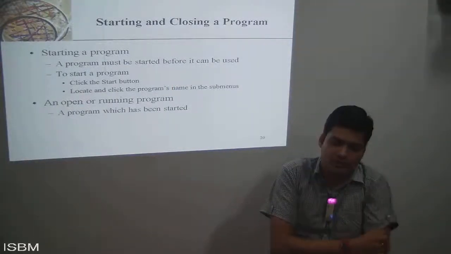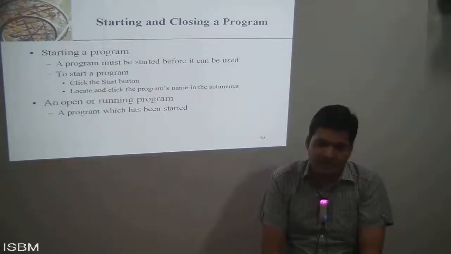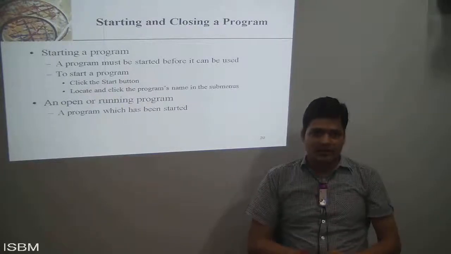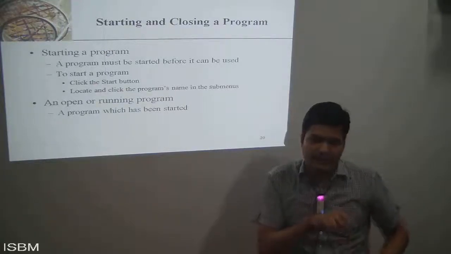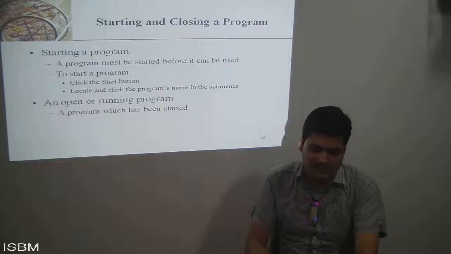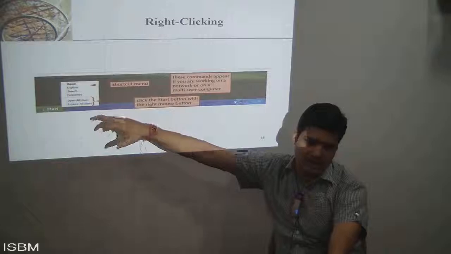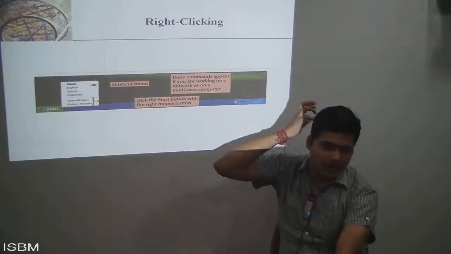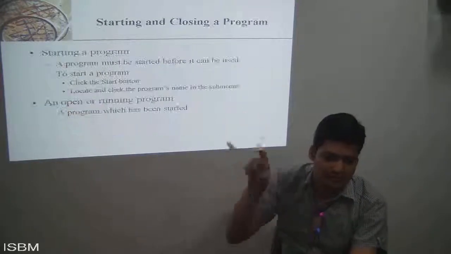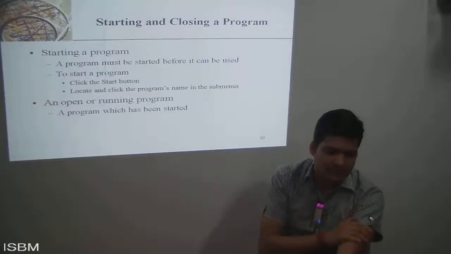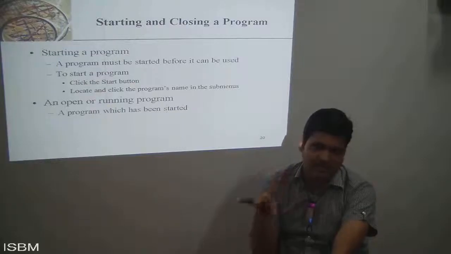Then starting or closing of your program. Starting a program: a program must be started before it can be used. So to start the program, we go to the start menu button, and click on the program and its submenus. Just like here, if you want to start something, we click on start, and when the options come, there is All Programs with an arrow. If you click that again, it will show you the submenus. An open or running program is a program which has been started.